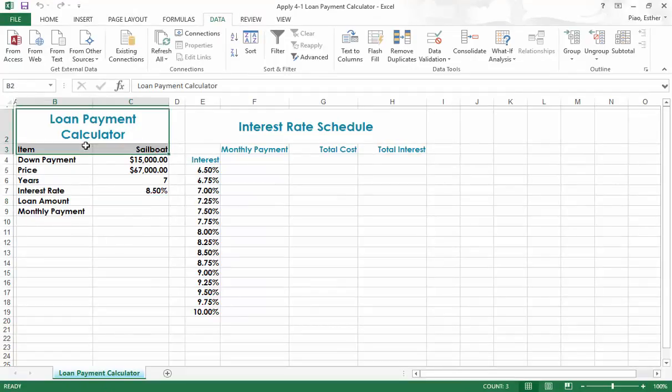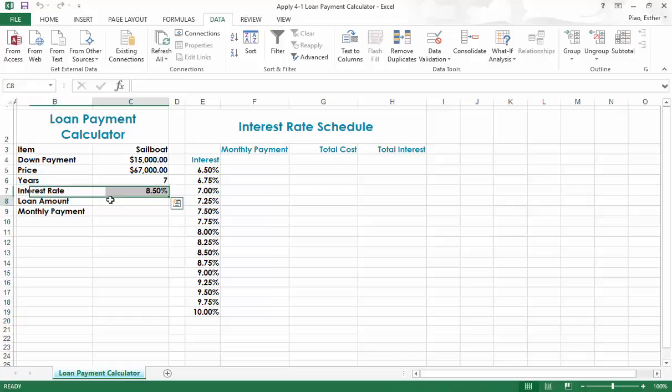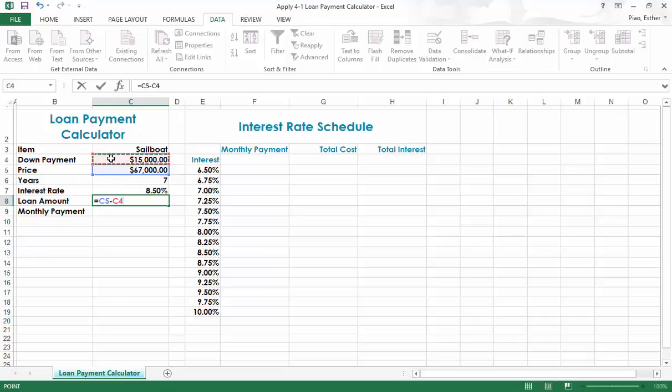We are purchasing a sailboat, and the price is 67,000. The down payment I can pay right now is 15,000, and I'm paying it over a span of 7 years, and the annual interest rate is 8.50. So the loan amount, you always put an equal sign whenever you enter a formula. The loan amount is the actual price minus your down payment. This is simple: C5 minus C4.